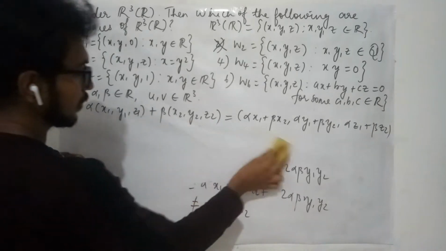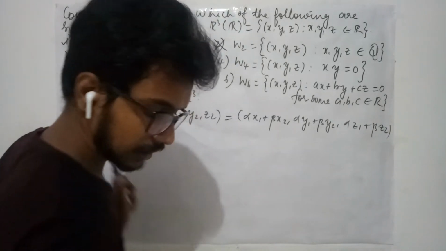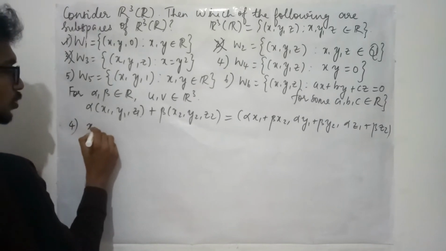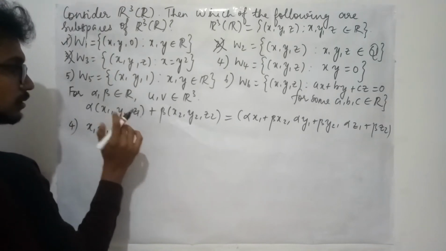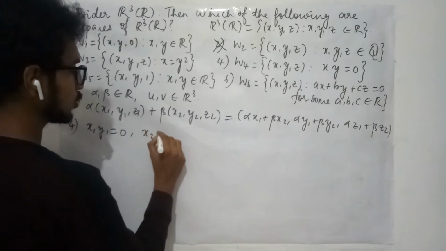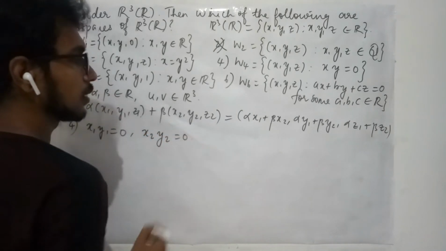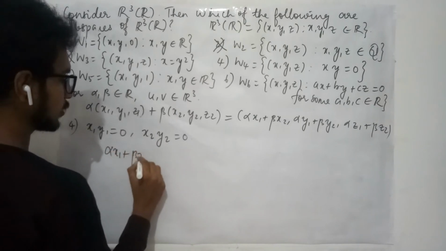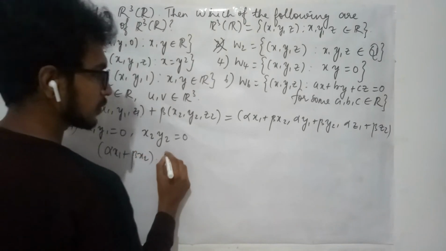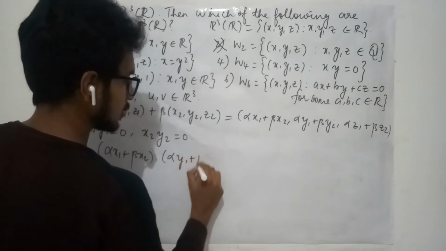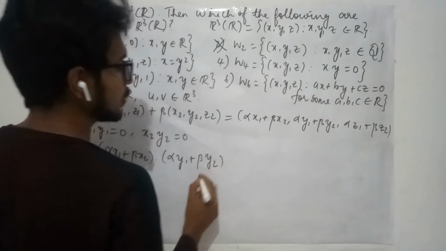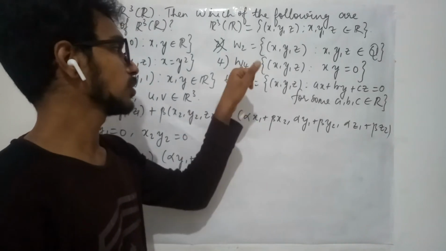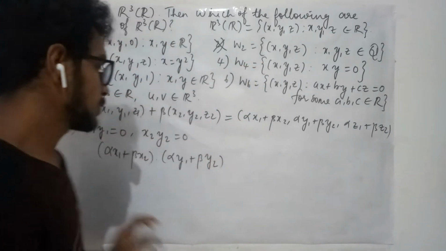In the fourth, they have given that it must satisfy the condition xy is 0. Which means x1 y1 is 0 in this, and this gives you x2 y2 is 0. And you must get what? Alpha x1 plus beta x2 times alpha y1 plus beta y2. We must get this to be 0. If we get this is 0, then we can come to the conclusion that W4 is a subspace.